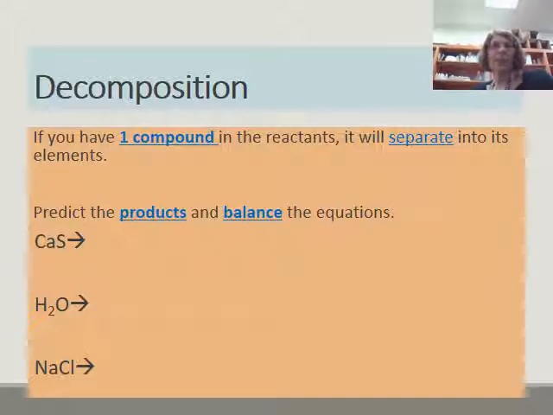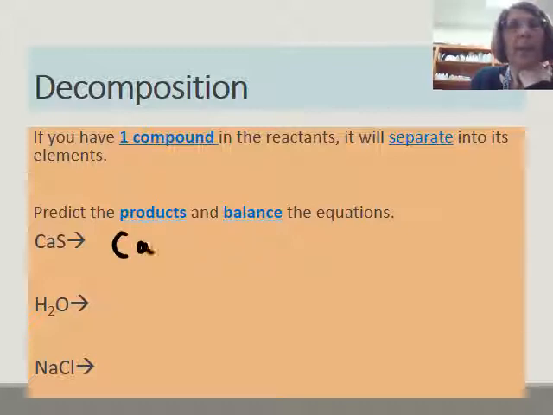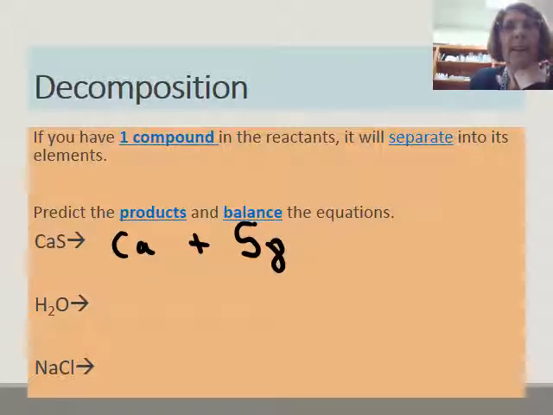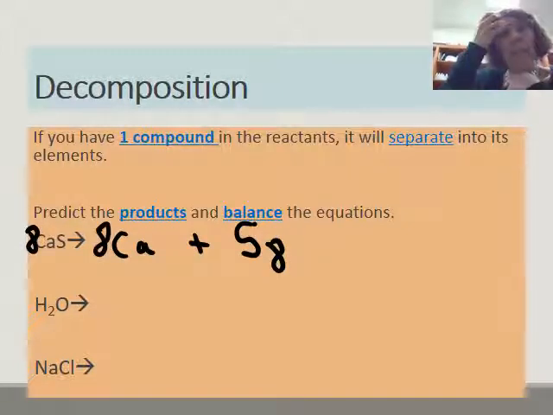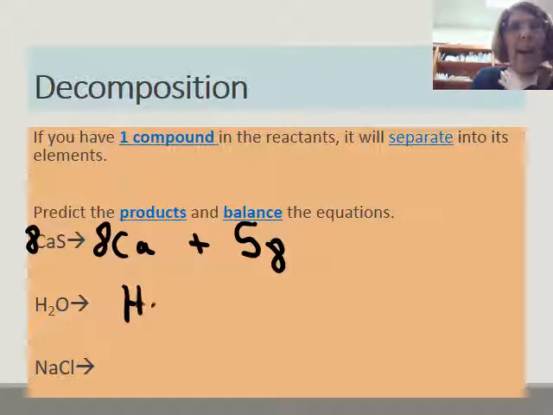Now we're going to do decomposition. Basically, decomposition is separating the two. So we have calcium and sulfur here. We're going to separate it, calcium plus sulfur. Sulfur is S8 when it's by itself. So I can go back and balance this. We're going to put an 8 there, which makes calcium have an 8. And now we're balanced.